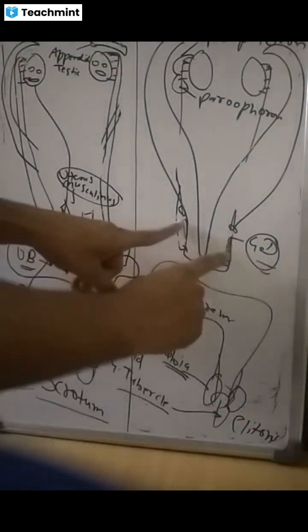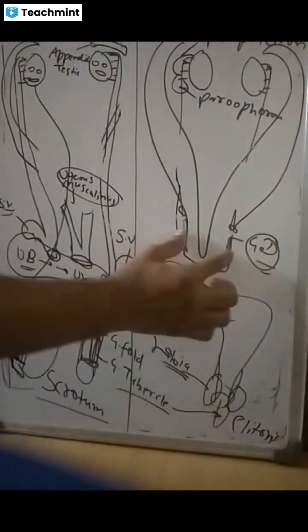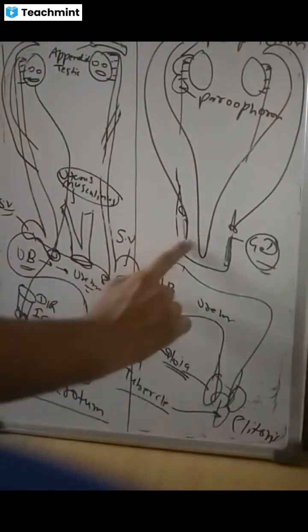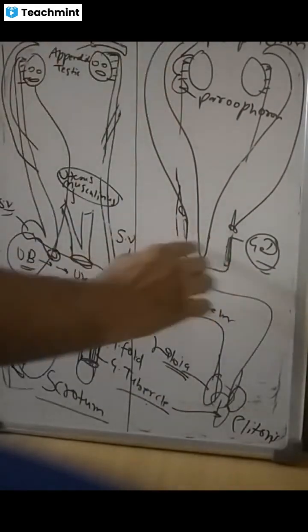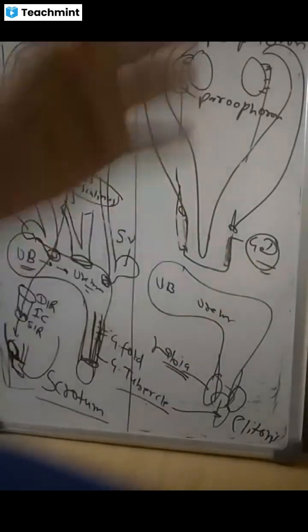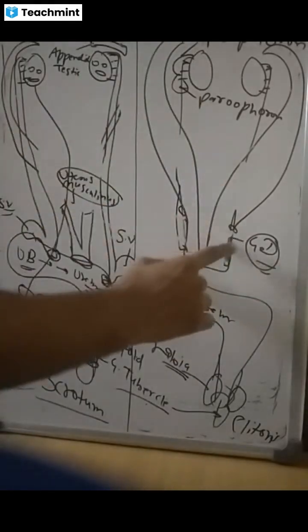Okay, okay, sir. Gartner's cyst is also found. And sometimes in case of animals, these cysts are so big you can see them from the vulva directly.